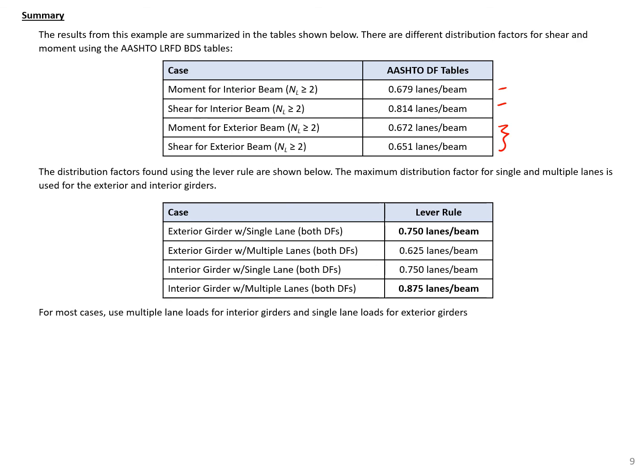For our distribution factors that we found using the lever rule, we can use the maximum of our single and multi-lane distribution factors. So we would use the single lane distribution factor here for exterior girders and the multiple lane distribution factor for the interior girders. And these distribution factors we can use for both shear and moment.